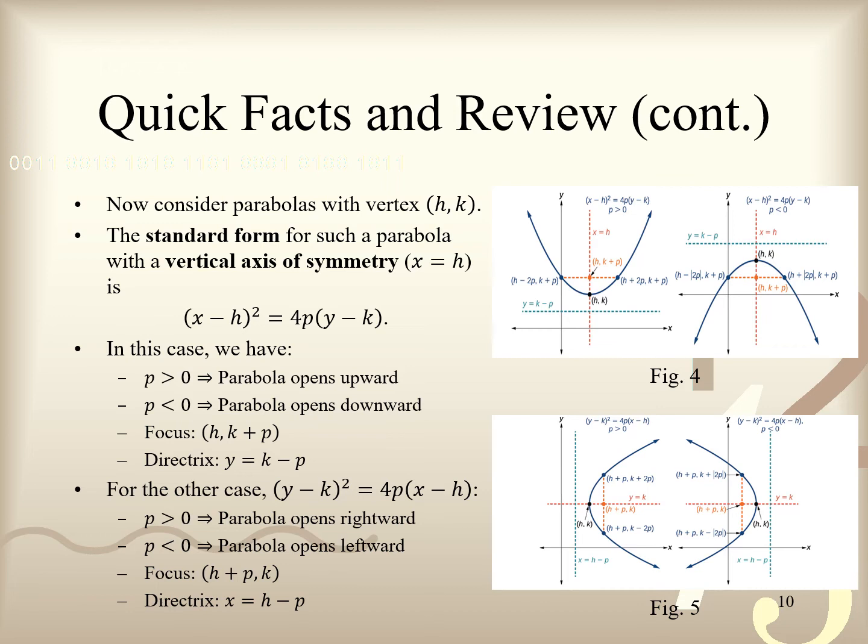Its focus is given by the point (h + p, k), and its directrix has equation x = h - p, as shown in figure 5. Once again, in both cases, the absolute value of p designates the focal length of the parabola.